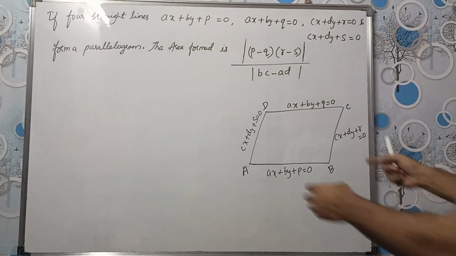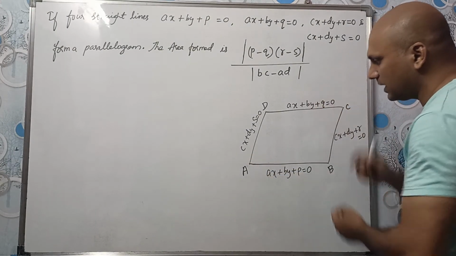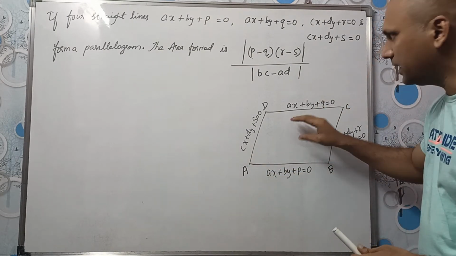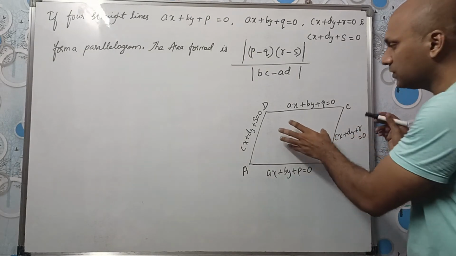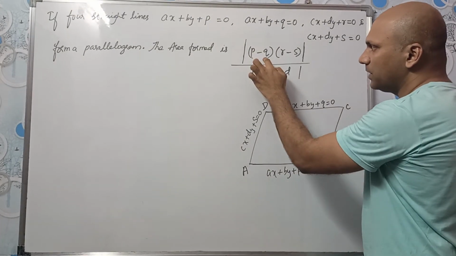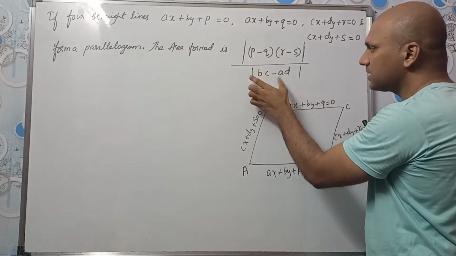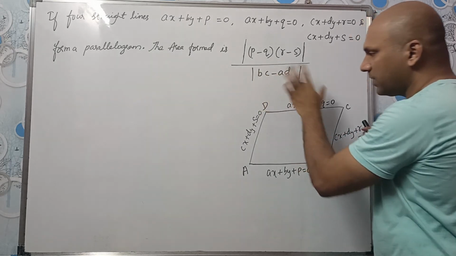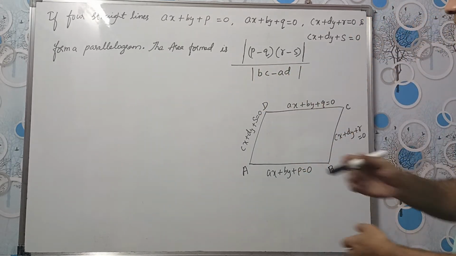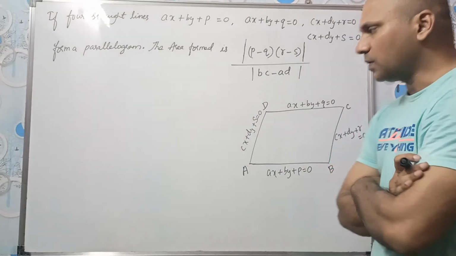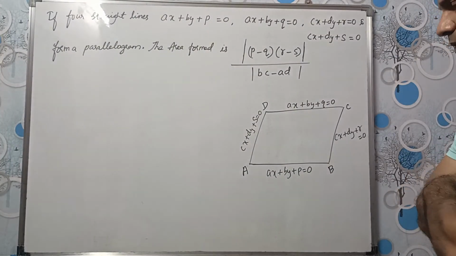Okay, see, these two lines are parallel to each other, these two lines are parallel to each other. We need to find the area of this parallelogram, and we need to prove that the area of this parallelogram is this: (p minus q) multiplied by (r minus s), divided by (bc minus ad). It should be in mod, okay, because area cannot be negative. How should we prove this?